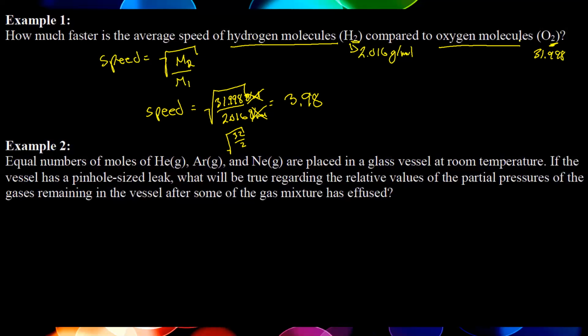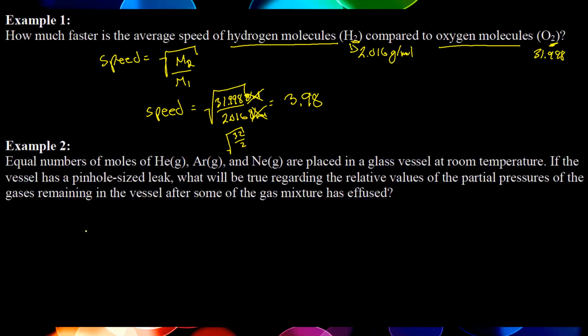Okay, now one that would be typical of something on the AP exam, because that's where I got the inspiration for this from, is something like this. Equal number of moles of helium and argon and neon are placed in a glass vessel at room temperature. If the vessel has a pinhole size leak, what will be true regarding the relative values of the partial pressures of the gases remaining in the vessel after some gas mixture has diffused?